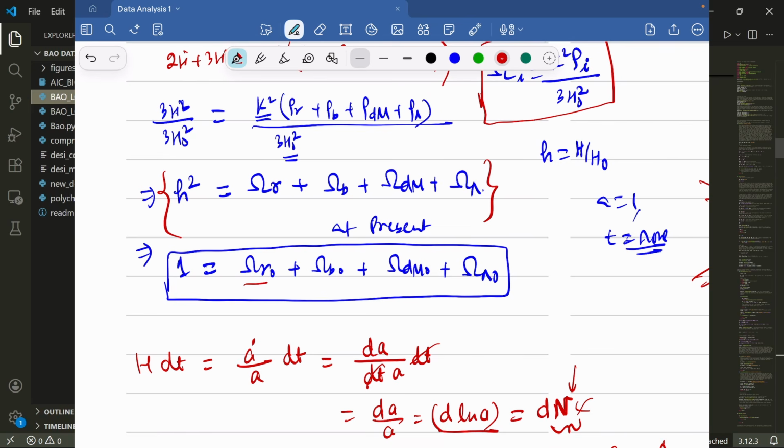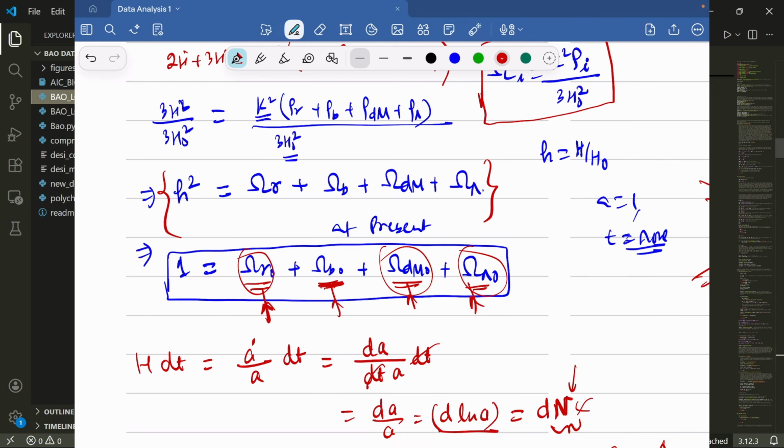So 1 is equal to omega r0 plus omega b0 plus omega dm0 plus omega lambda 0. So let's say if I know 3 parameters, then I don't have to know omega r0. I am just subtracting it. From the rest of the things, I will get omega r0. But if somehow I know omega r0, then I can add this, this, this, and I will get a constraint for omega b0. Just 1 minus omega b0.